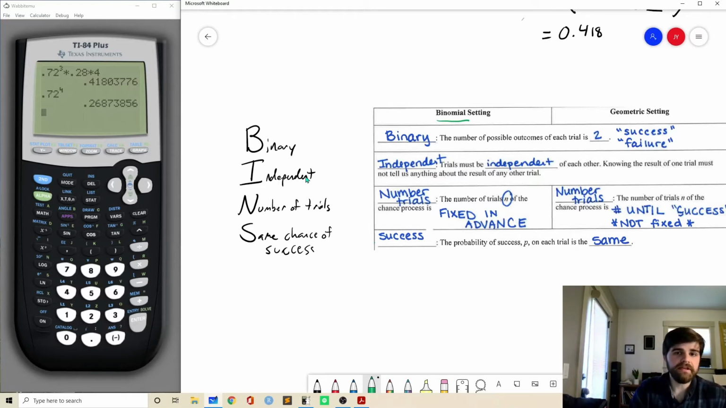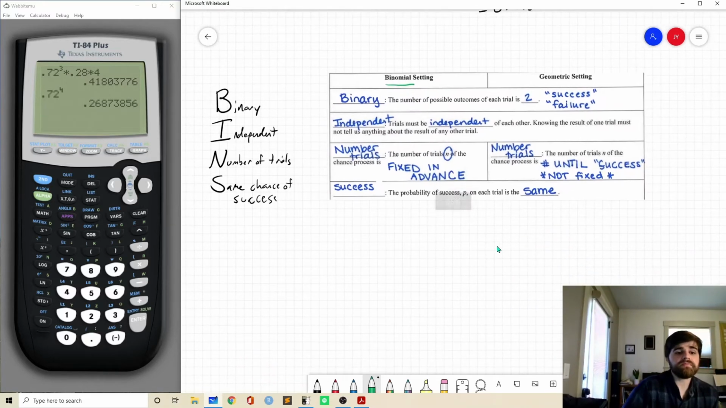Finally, we need the same chance of success on every single trial. So we're going to assume that every time I flip, I have about an equal chance of getting a heads. So same chance of success every time I flip the coin.